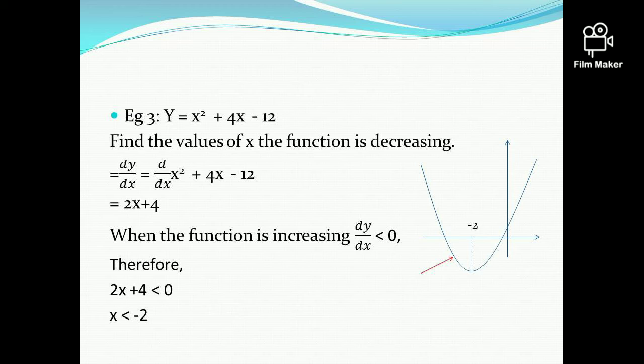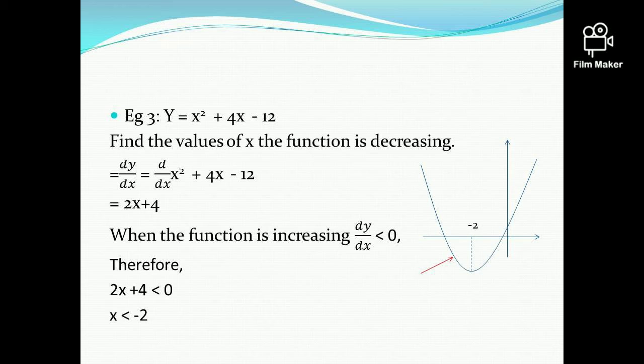In example 3, they expect us to find the decreasing range of the function y equals x squared plus 4x minus 12. So we will follow the same procedure. Initially, I will try to find dy by dx. If you differentiate it, you get the answer 2x plus 4. Therefore, we know that if a function is decreasing, its first derivative must be less than 0. Therefore, 2x plus 4 must be less than 0. If you simplify this inequality, you will receive the answer x is less than minus 2.